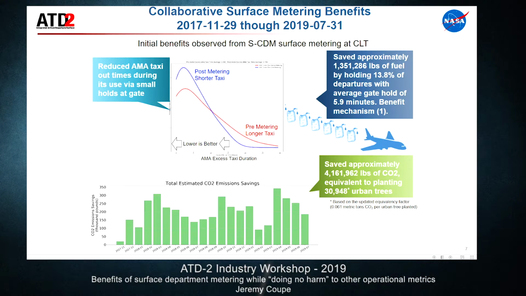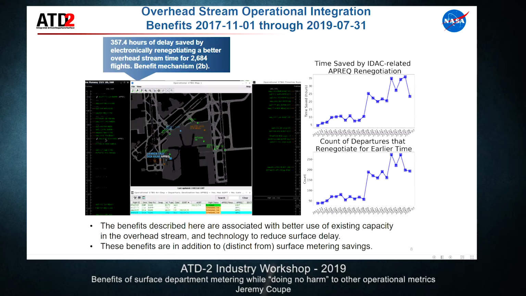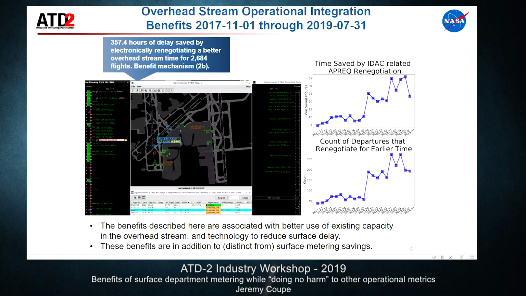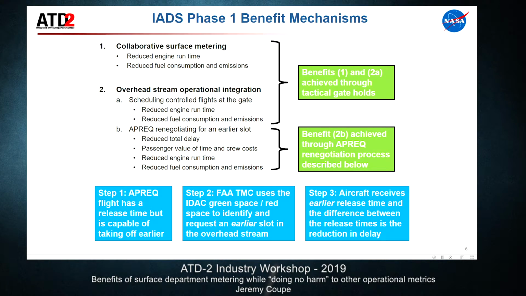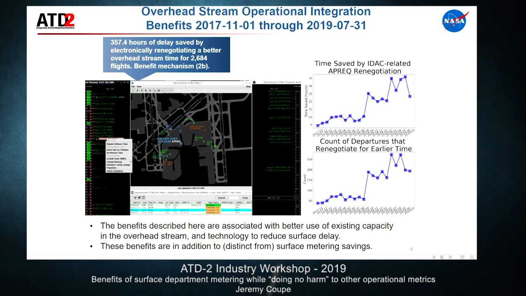And one thing that we should reiterate here is these are just the collaborative surface metering benefits. We have distinct and separate benefits from gate holding the overhead stream and from renegotiating for an earlier time in the overhead stream. So if we go back to our benefit mechanisms, what I just showed you is benefit mechanism 1 here, collaborative surface metering achieved through gate holds. Next I'm going to show you this 2B, which is the renegotiation and what type of benefits we're seeing there. So, yes?